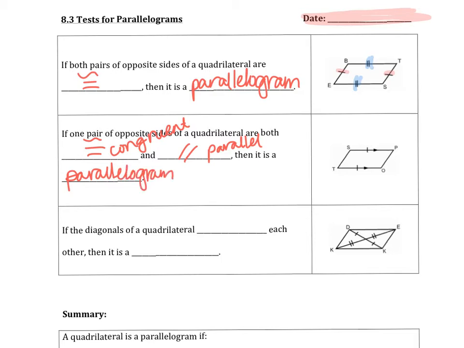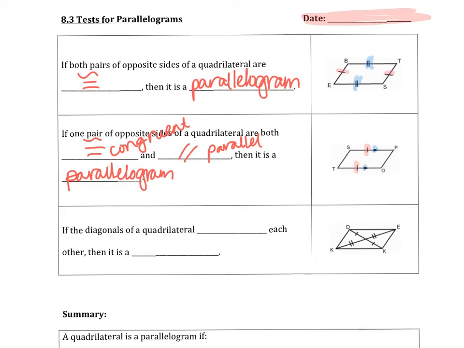Okay, so we're looking over here at the picture. We've got one pair of opposite sides. These tick marks right here show us that they're congruent. Remember, these little arrows that are drawn in here show us that those two lines are parallel. So they have to be both congruent and parallel in order to prove that that's a parallelogram.